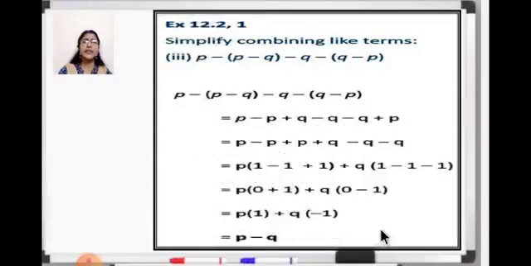Then question number 3, p minus q minus (q minus q minus p). So again, same way we will bring the like terms. Now here one thing you see: there is a bracket and before the bracket there is a minus sign. So inside the bracket the signs are going to change. So we will write like that. First we'll remove the bracket. You can see here it is done.